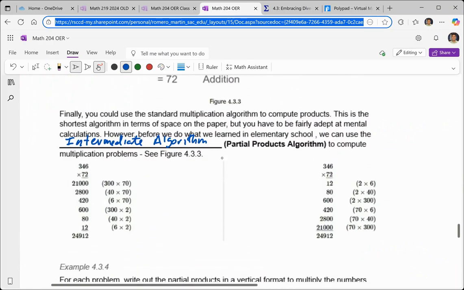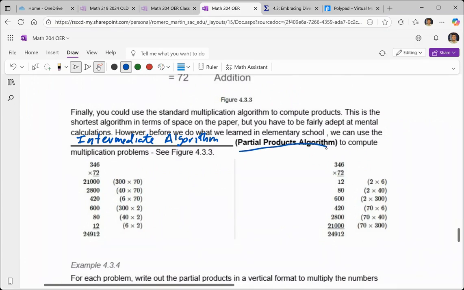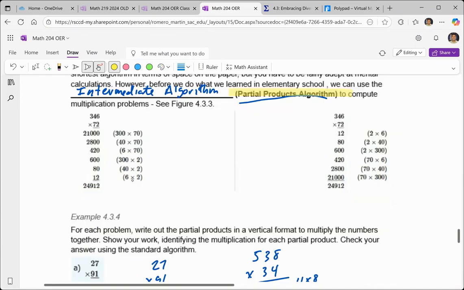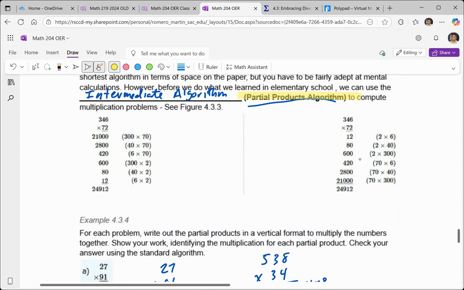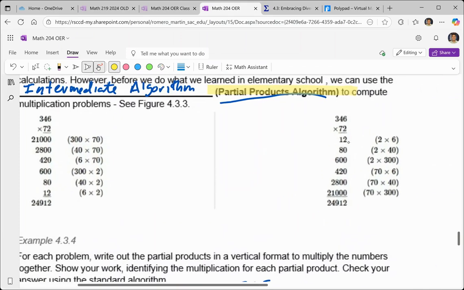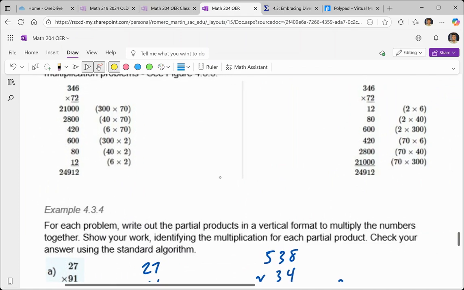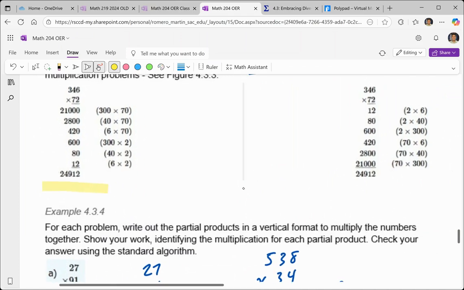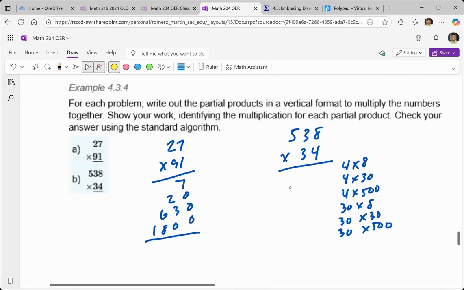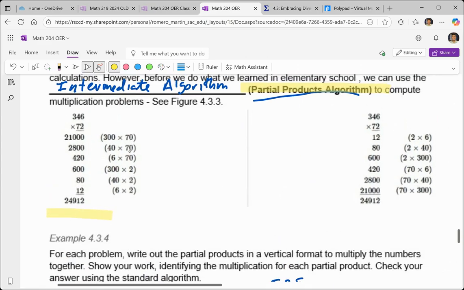So we have the intermediate algorithm, or again, the partial products algorithm. It's called partial products because we're not doing the entire product, we're doing it in pieces, as you can see in both of these examples. They're the same, just done in a different order, similar to the intermediate algorithm for addition. So it's how you want to see it. Some people see right to left, some people see left to right. Either way is correct. It's just an algorithm, a process. You're going to end up with the same answer, but it's using the partial products. So pause if you need to look at that.